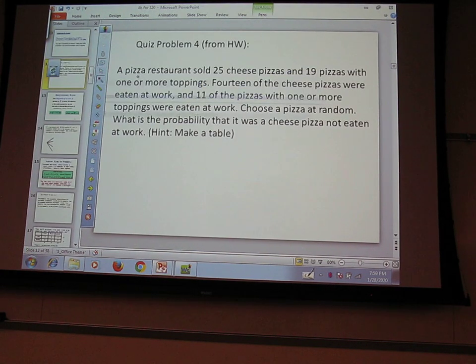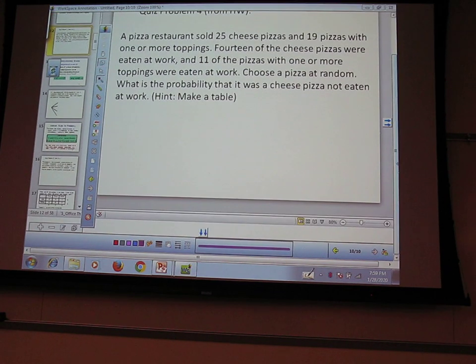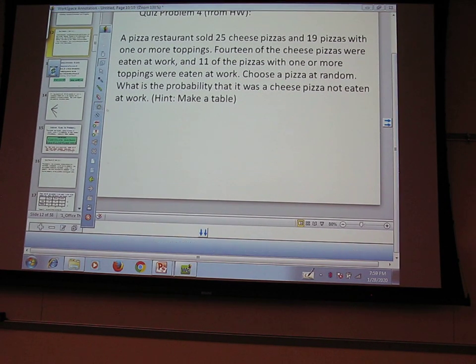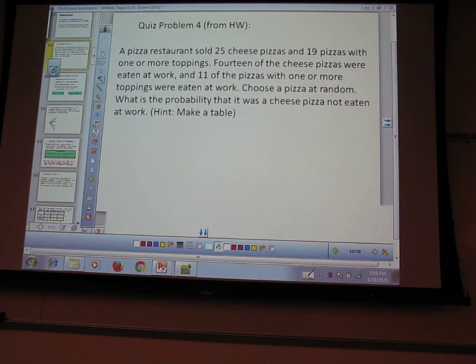Here is your quiz problem from number 4. Make a table. So I will ask you this. What are the 2 things you know about a pizza? There's a pizza. There's 2 things you know about it. What's the first thing you know about it? Whether it's cheese, or whether it has one or more toppings. What's the other thing I know about it? Where it's eaten, whether it's eaten at work or not eaten at work. Since it was eaten at work, and since you didn't say anything else, then the complement must be not eaten at work. So those are the 2 things you know about it.